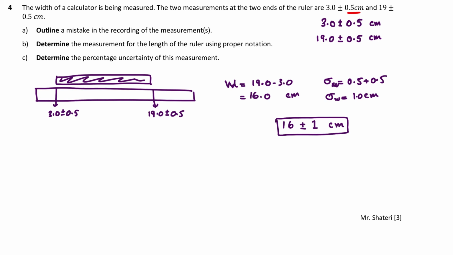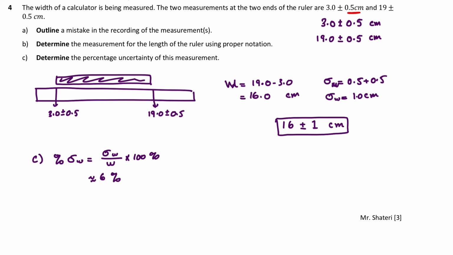Finally, determine the percentage uncertainty of this measurement for part C. So percentage uncertainty is going to equal the absolute uncertainty divided by the width multiplied by 100%. And when I do this, I get 1 divided by 16 times 100, which will be approximately 6%.